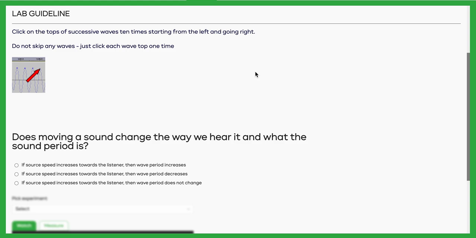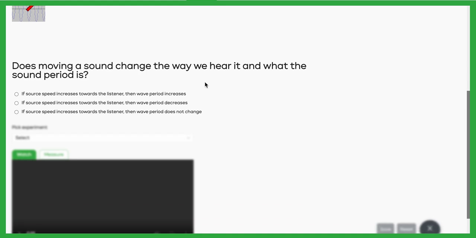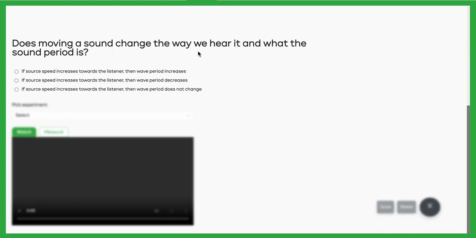This is going to measure the gap between the waves. As the waves compress, they'll be closer together. If the waves are spread out, they'll be farther away from each other. So measuring those 10 gaps gives you a sense of how much the waves are either compressed or stretched out. Now, does moving a sound change the way we hear it and what the sound's period is? That's a good question. Let's try to figure that out.